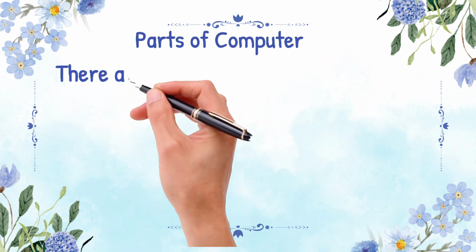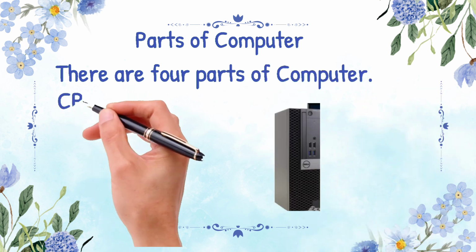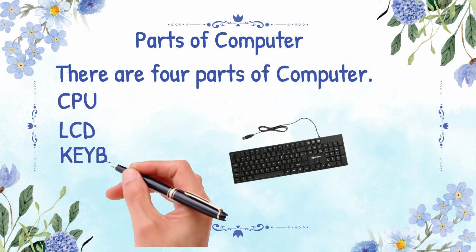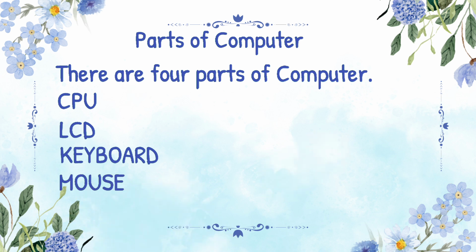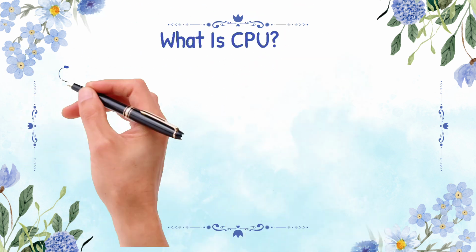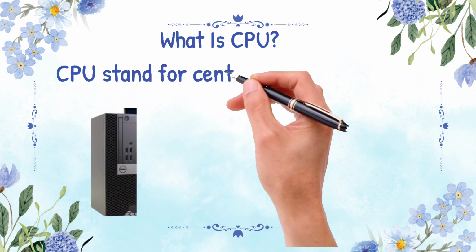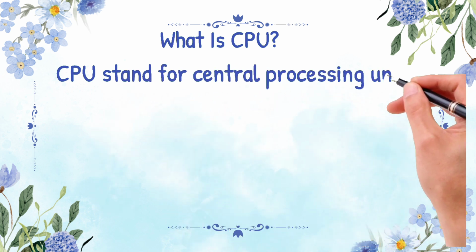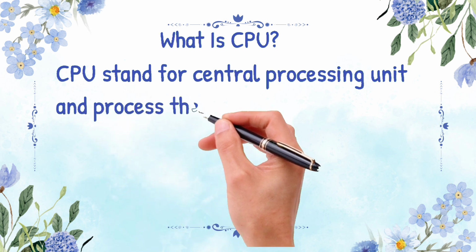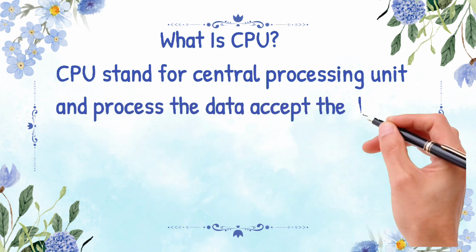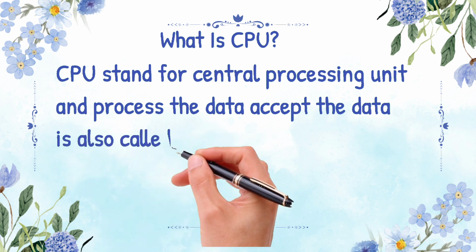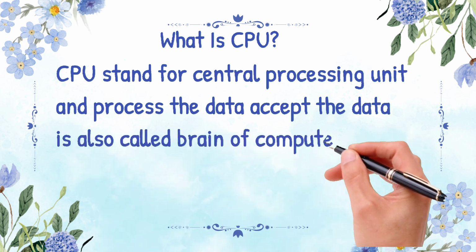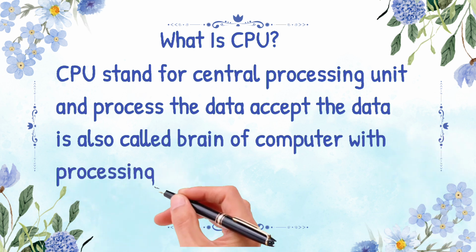Parts of a computer. There are four parts of a computer: CPU, LCD, keyboard, mouse. What is CPU? CPU stands for Central Processing Unit. It processes the data and accepts the data. It is also called the brain of the computer, a processing device.